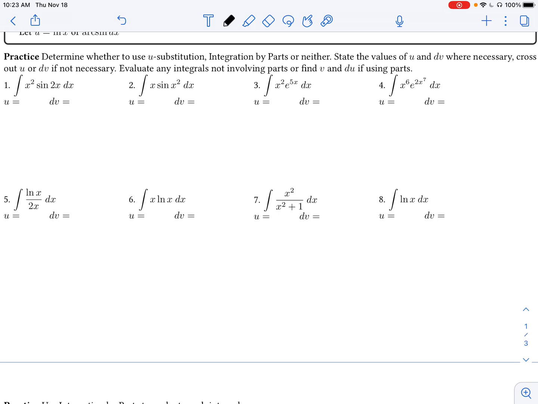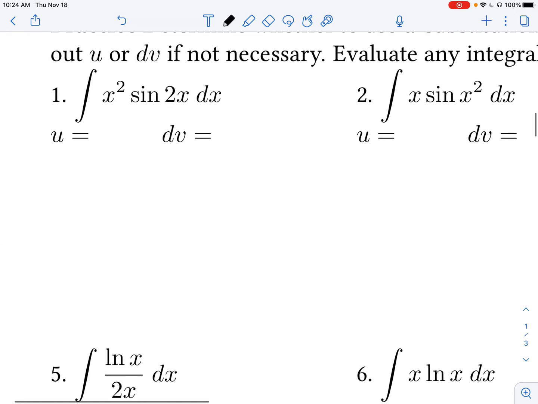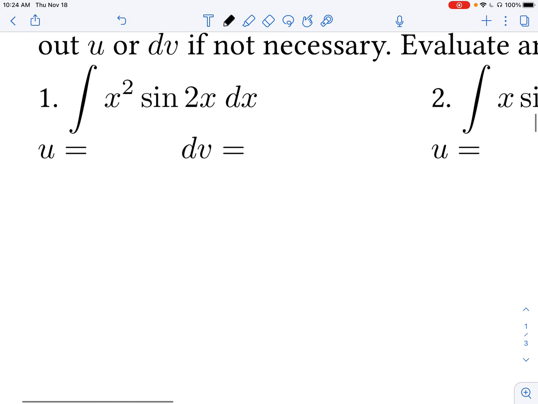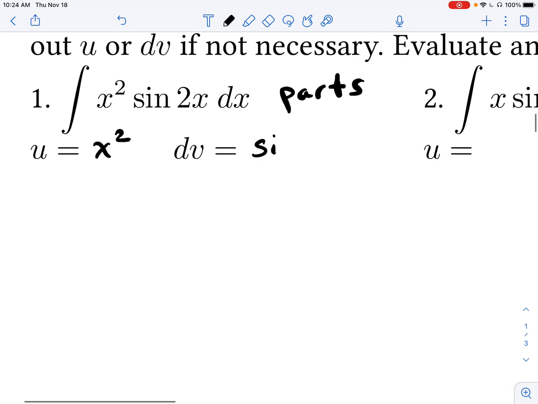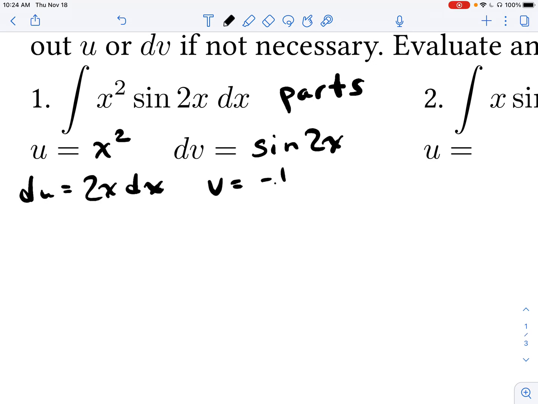Okay, so if you've had a chance to go through this, let's just go through a few of these. This first one, I determined that integration by parts is the way to go, where u would be x squared, dv is equal to sine 2x, du is equal to 2x dx, and v is equal to negative 1/2 cosine 2x. Okay.